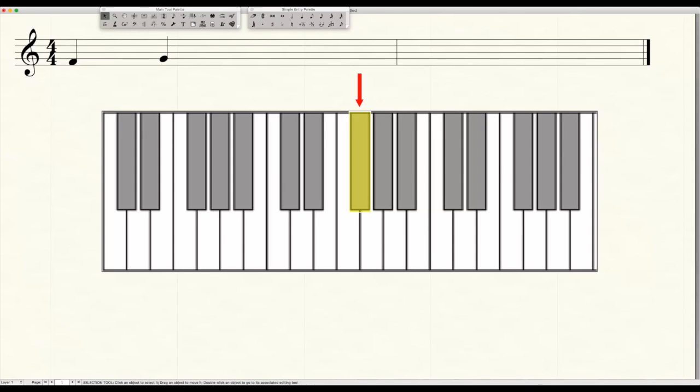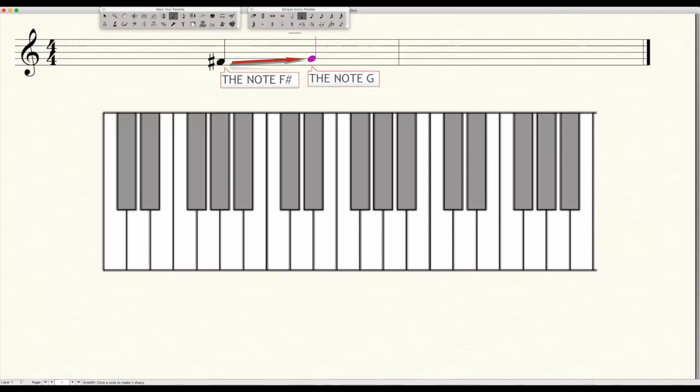This note, this black key, has two names. And you'll discover in music that most things have more than one name. What we want to do is shrink the interval. We want to make the distance between F and G smaller. So let's go back up to our staff here. I'm going to get rid of these notes, and instead of F, I'm going to put F sharp. And then I'm going to put G again. So we have F sharp to G.